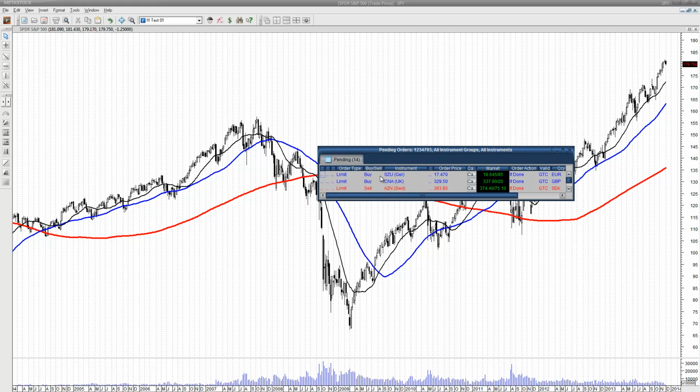So I'll give you the recap. This is the Germany buy limit order at 17.47. CNA, Centrica UK, 329.50 buy limit order. And AstraZeneca, Sweden, Stockholm Stock Exchange, short sell limit order at 383.80. That was me for today.